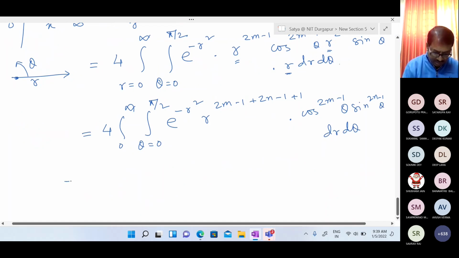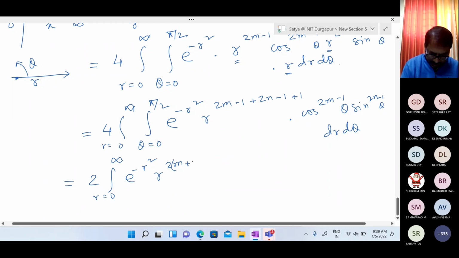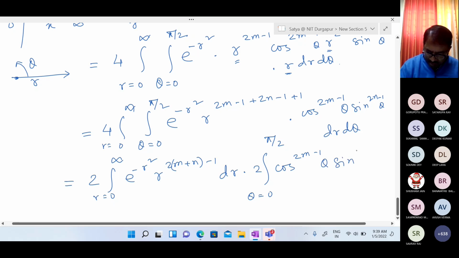So this is equal to 2 integration over r from 0 to infinity, e to the power minus r square, r to the power 2(m+n)-1 dr, and 2 into the integration over theta from 0 to pi by 2 of sine, whatever we put, we can write sine first, there is no issue, cos 2m minus 1 theta sine 2n minus 1 theta d theta.